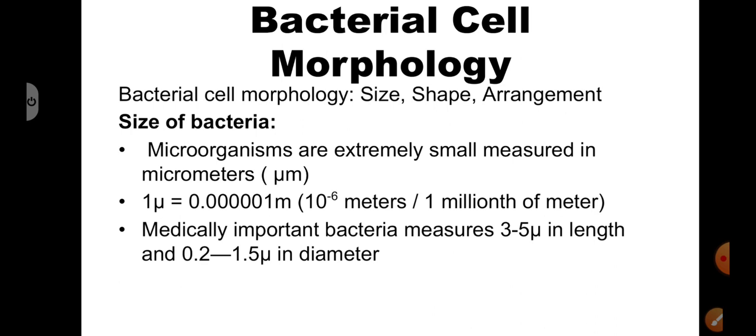Looking into bacterial cell morphology, which is the size, shape and arrangement of bacteria. The size of the bacteria is measured in units known as micrometers, and 1 micrometer is 10 to the power of -6 meters, that is 1/1,000,000th of a meter. On average, bacteria are usually 3 to 5 micrometers in length and 0.5 to 1.5 micrometers in diameter.